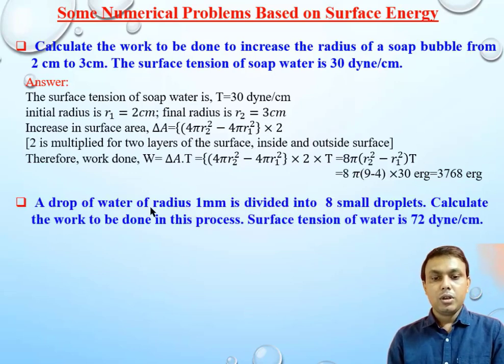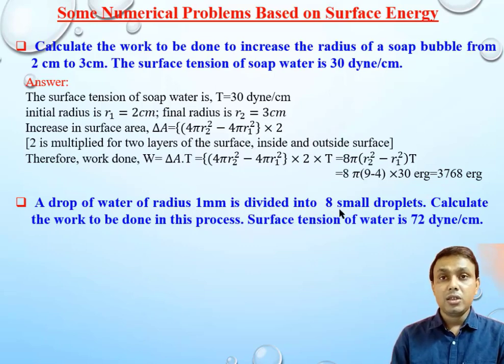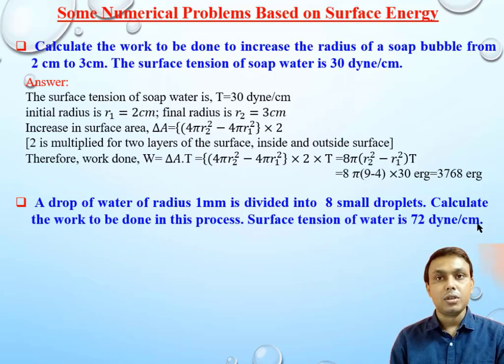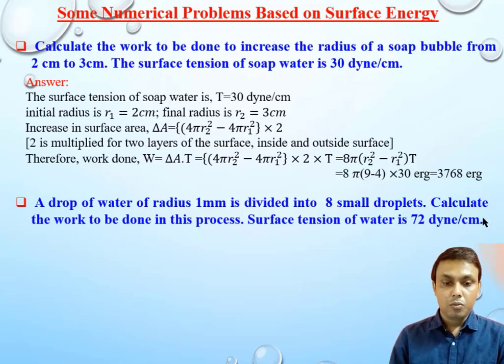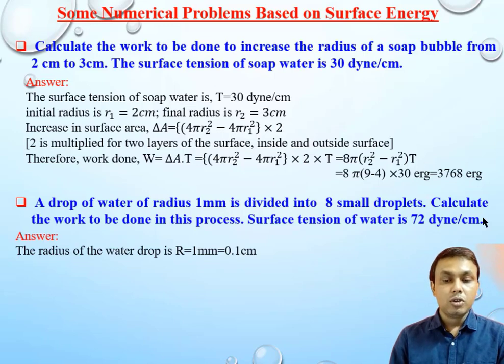A drop of water of radius 1 mm is divided into 8 small droplets. Calculate the work to be done in this process. Surface tension of water is given, it is 72 dyne per centimeter. Now, how to solve this kind of question? First, you see the radius of the water drop is given, this is 1 mm, that means 0.1 centimeter.